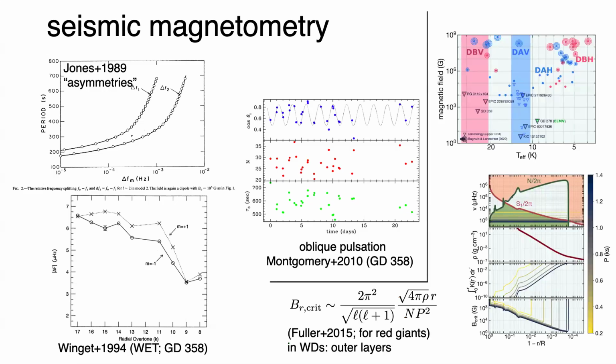And then I have a paper about this as well, where we think that you're basically sensitive to the near surface magnetic field with seismology, and you can put very strong constraints based off of the fact that you're seeing rotational multiplets which are evenly spaced.